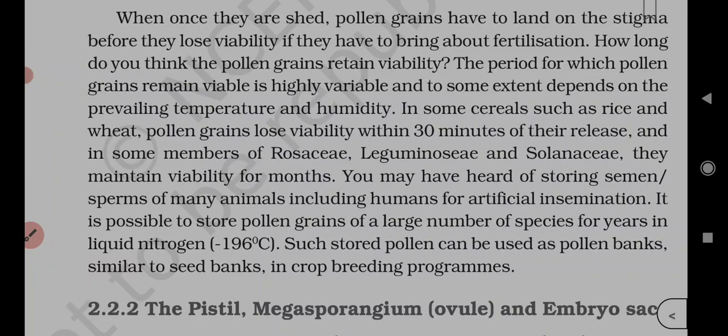Next thing, pollen grains can be stored for several years in liquid nitrogen having a temperature of minus 196 degrees Celsius. Which of the following has proved helpful in preserving pollen as fossils? That is sporopollenin. This is the most common question. So the exine of the pollen grain is made up of a highly resistant fatty substance called sporopollenin.